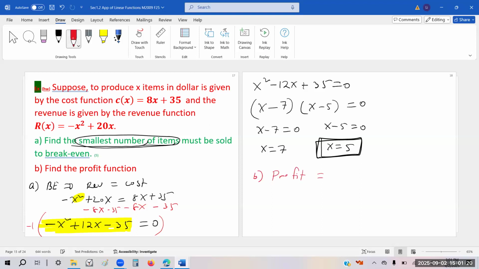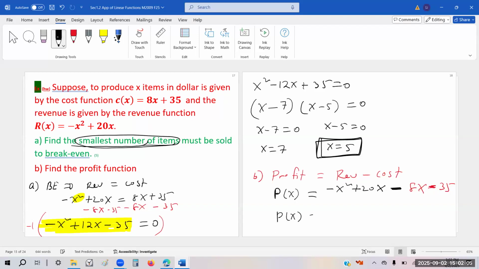Profit is revenue minus cost. So to start like this, profit is what? Revenue minus cost. So revenue is negative x squared plus 20x, and you're subtracting 8x and 35. When you subtract your cost, the sign is changed in the cost function. It doesn't have any equals to 0. On the left side, you have P of x. And on the right side, you have your function.